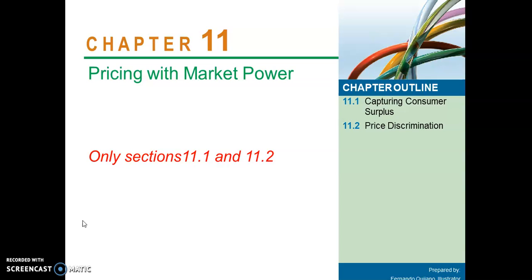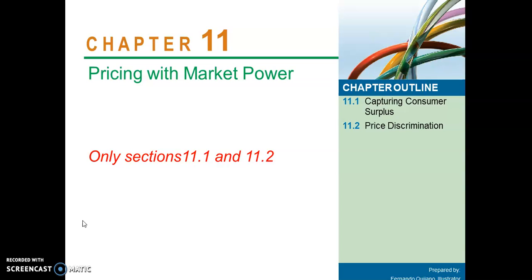This week we will complete chapter 11. It deals with pricing with market power. But please take note, only sections 11.1 and 11.2 are prescribed for second year microeconomics. When you progress to your third year microeconomics, should you continue with economics, you expand on the latter chapters in the textbook. Now, in chapter 10, you learnt about market power that certain firms may have.